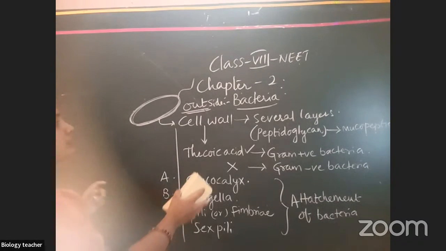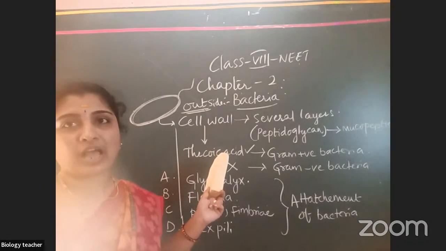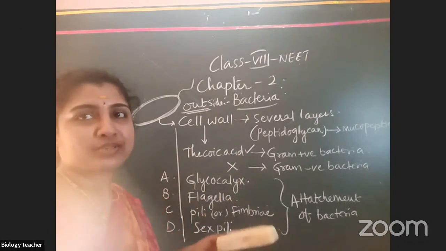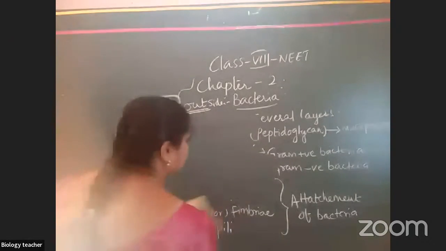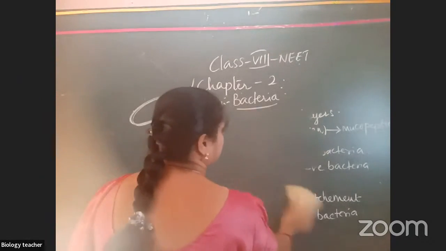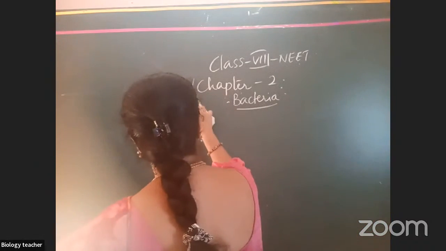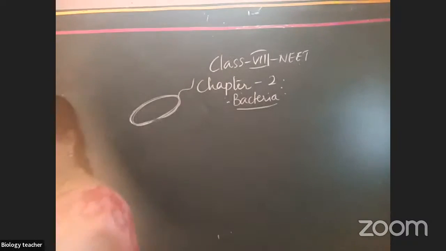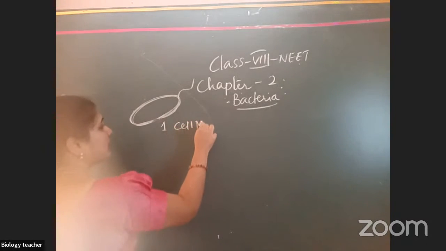So here, next we are discussing another structure. This is the outside structure. After the cell wall, what is present? Let us discuss. Next, what is present? Cell membrane.